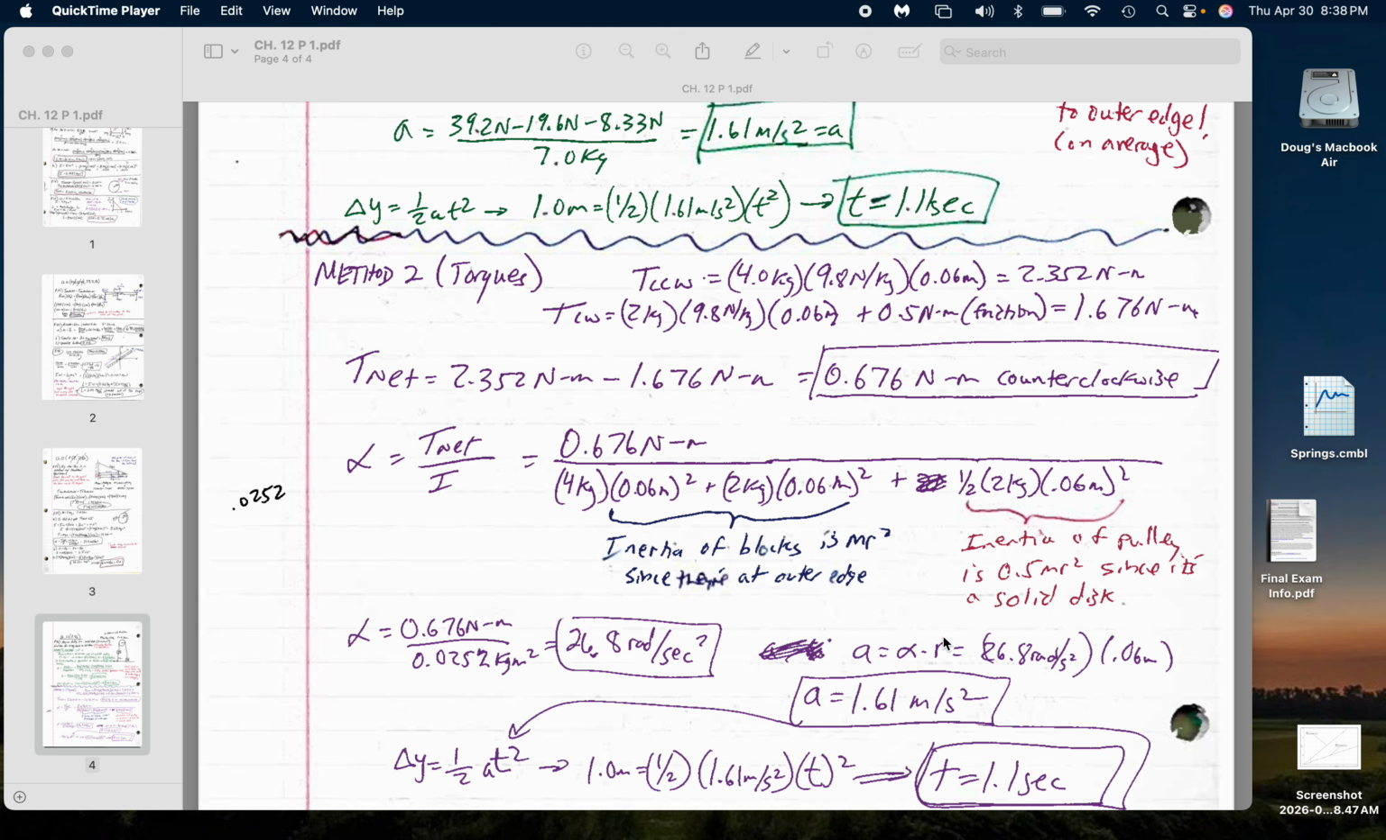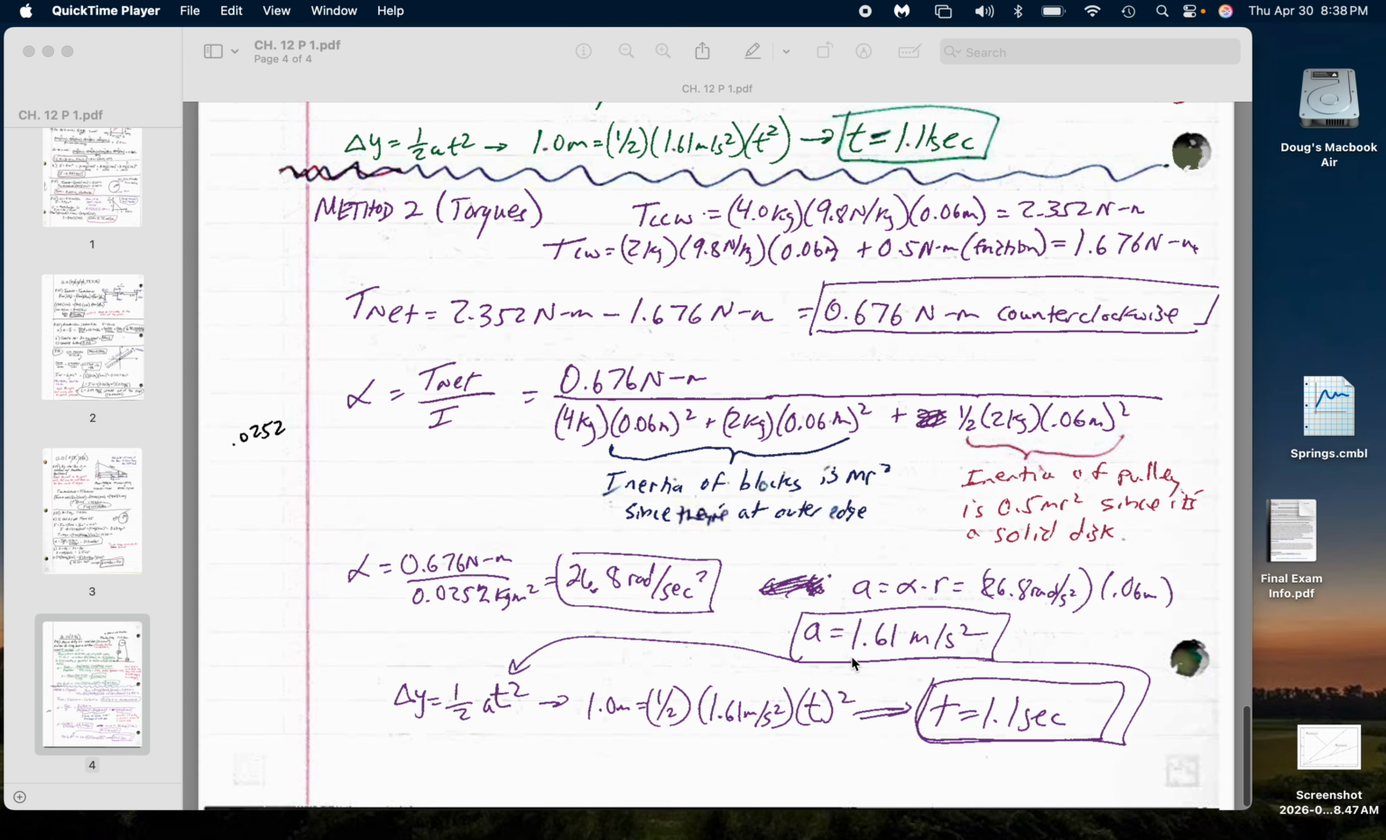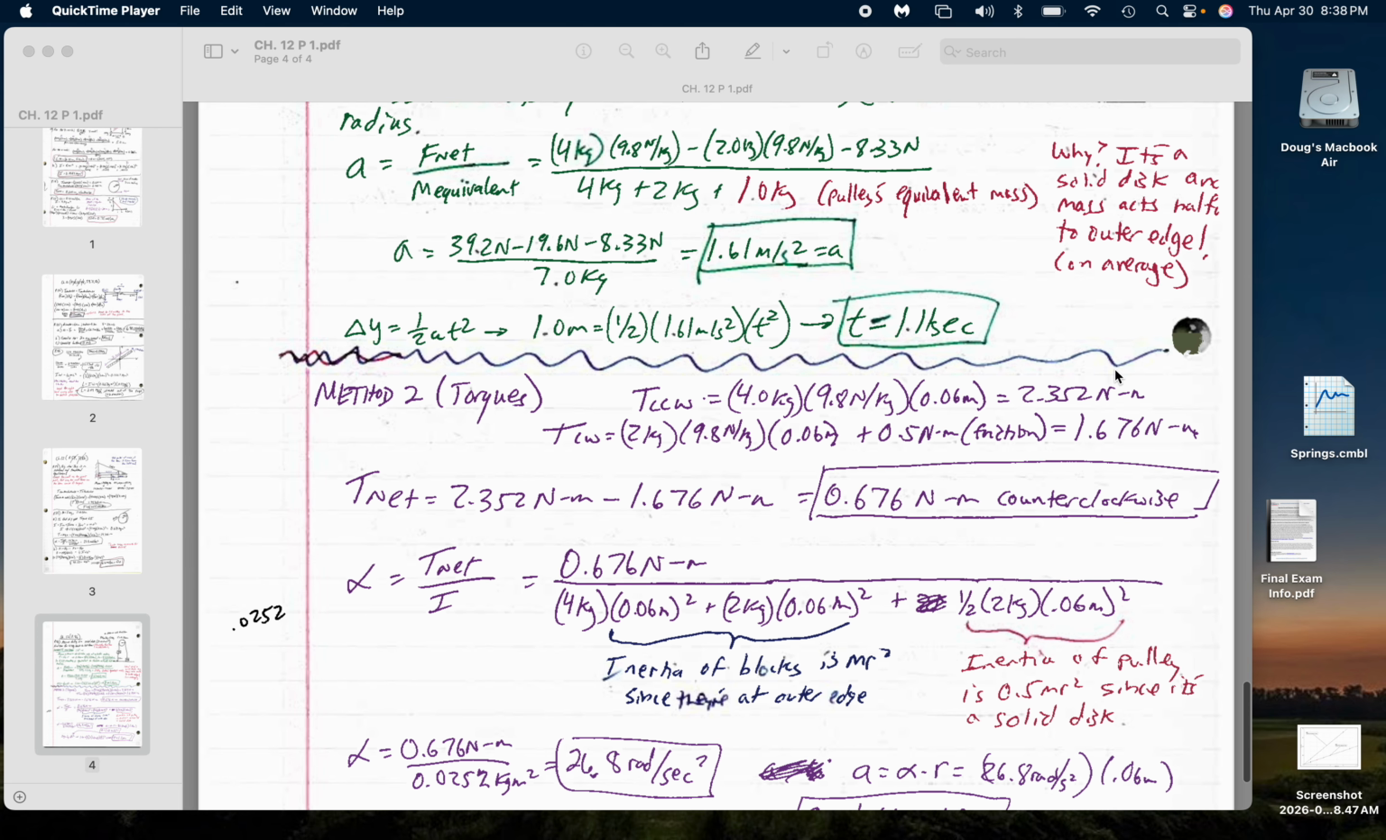I can use this conversion, we've talked about this for a long time now, since first semester, to go from angular acceleration to linear acceleration. So essentially, if I want to get linear acceleration, I take this and multiply it by the radius. And lo and behold, I get the same linear acceleration as I did before, so I get the same time to fall as I did before up here.